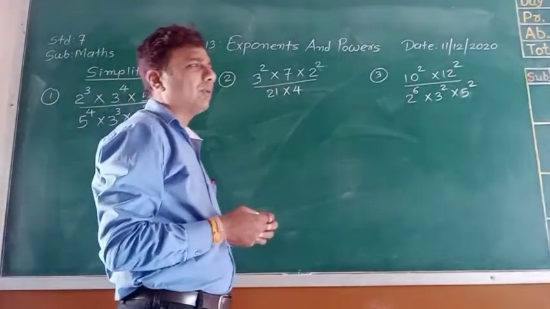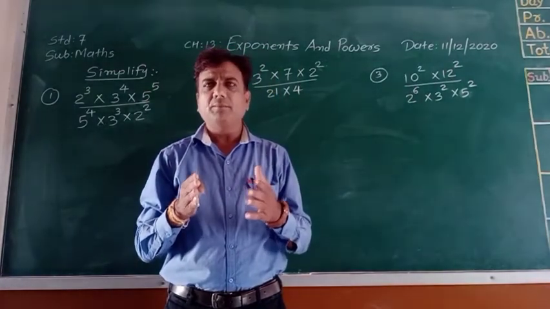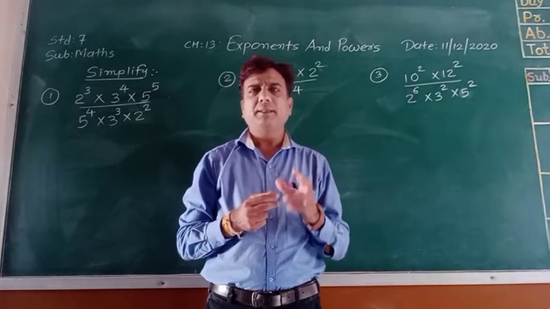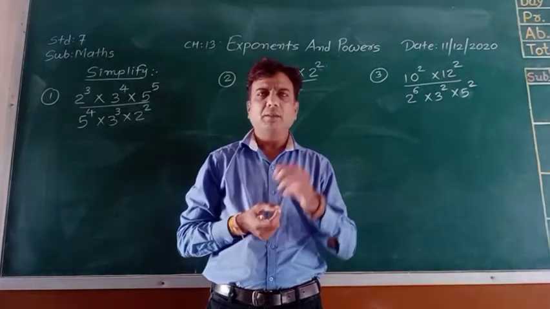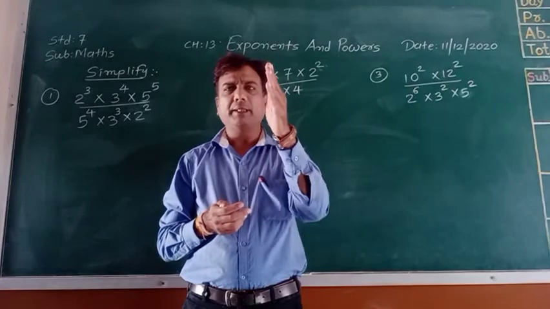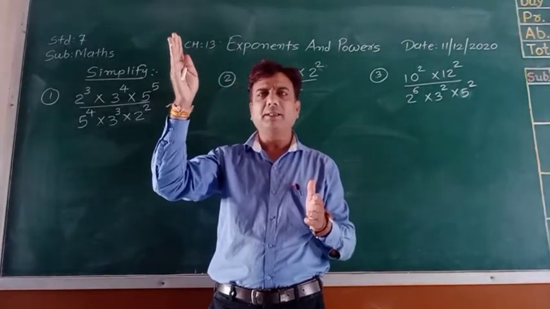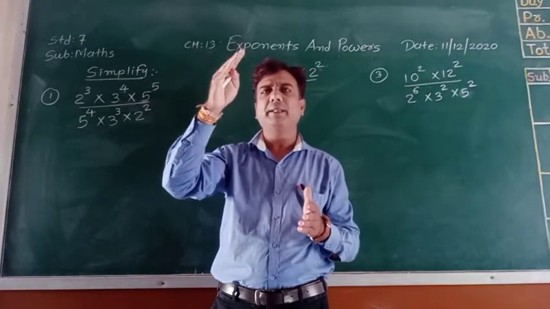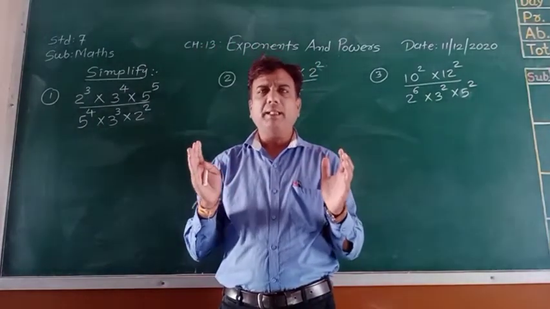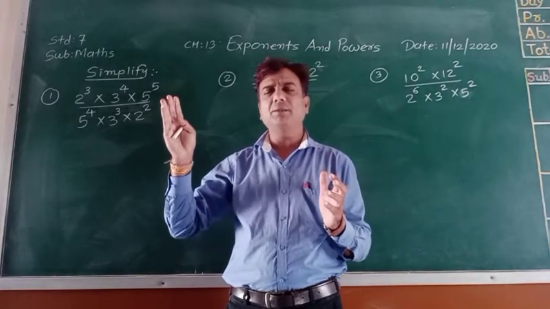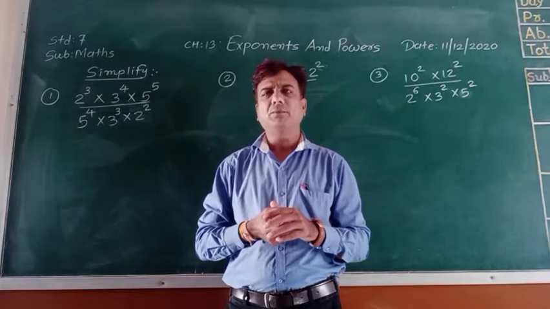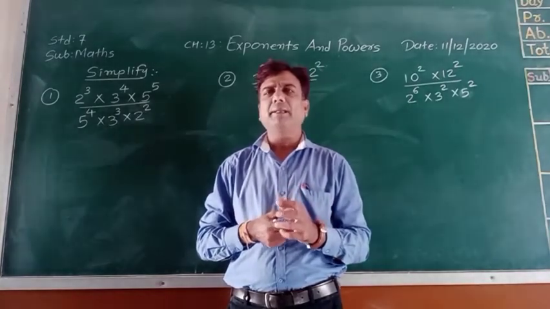So students, first rule, once again I repeat: same bases, multiplication, sum of their powers. Second rule, division rule: same bases, division, subtraction of their powers. Third rule: power on power means we have to do multiplication. If a numerator and denominator are given in a whole bracket with a square, we have to give that power to the numerator and denominator, to each term. If two terms are given and the whole bracket has a power, that means we have to distribute that power to both terms. Any digit with power 0, our answer is always 1. So we will apply all these rules in these cases.